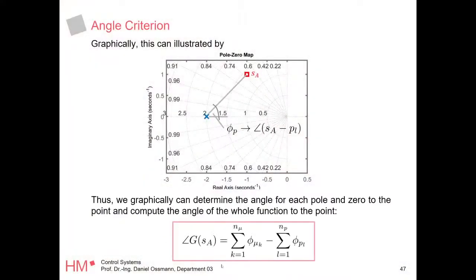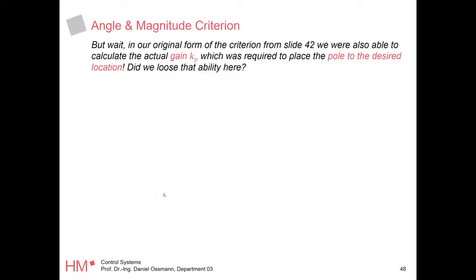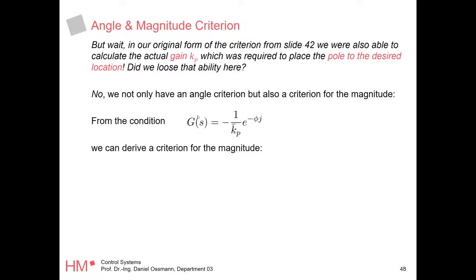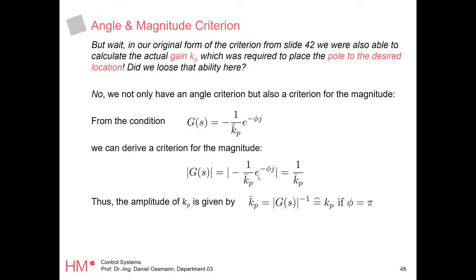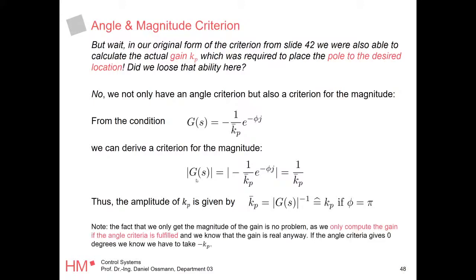So we said, okay, this is the angle criterion. We only need to sum up all the angles, and we're going to do a couple more examples on that, and then you can jump right into the examples on our Moodle course. Then we asked, what happens with the gain? If we do the same thing we've done before, we realize we can calculate directly the gain we need from the G of S of our system. We don't need anything else.